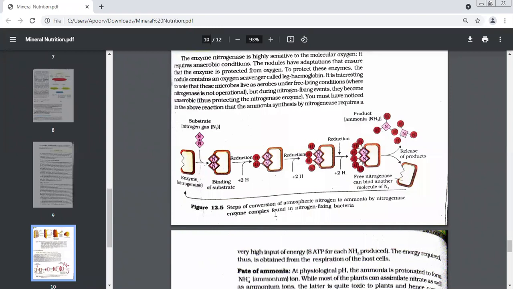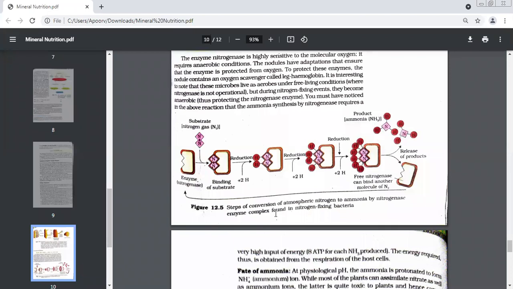Okay, let's start. We had talked about an enzyme which converts nitrogen to ammonia. What was the name of the enzyme? Nitrogenase. This is a very, very special kind of enzyme. Why? That is what we are going to study now.